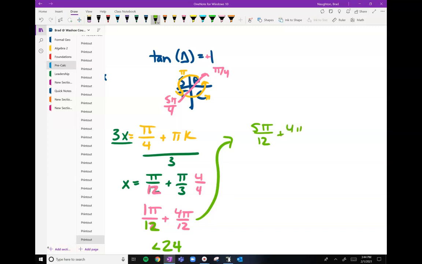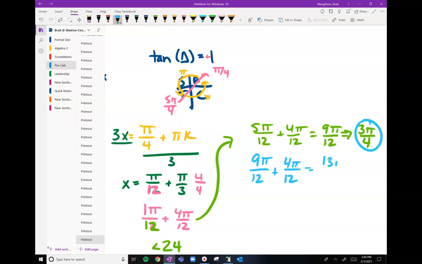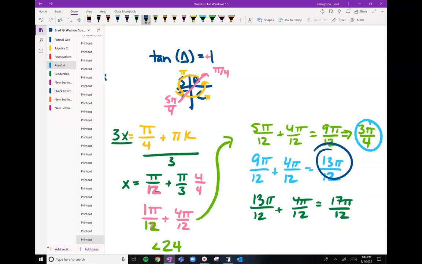Then I'm going to add 4 pi over 12, and that's going to give me 9 pi over 12, and we know that that reduces to 3 pi over 4. So we have some answers here. Now, I'm going to keep this answer, but I'm going to use this and go 9 pi over 12 plus 4 pi over 12, and that's going to be 13 pi over 12. No reducing necessary. So then we'll do 13 pi over 12 plus 4 pi over 12. And that's going to give me 17 pi over 12. No reducing. So all these are answers.